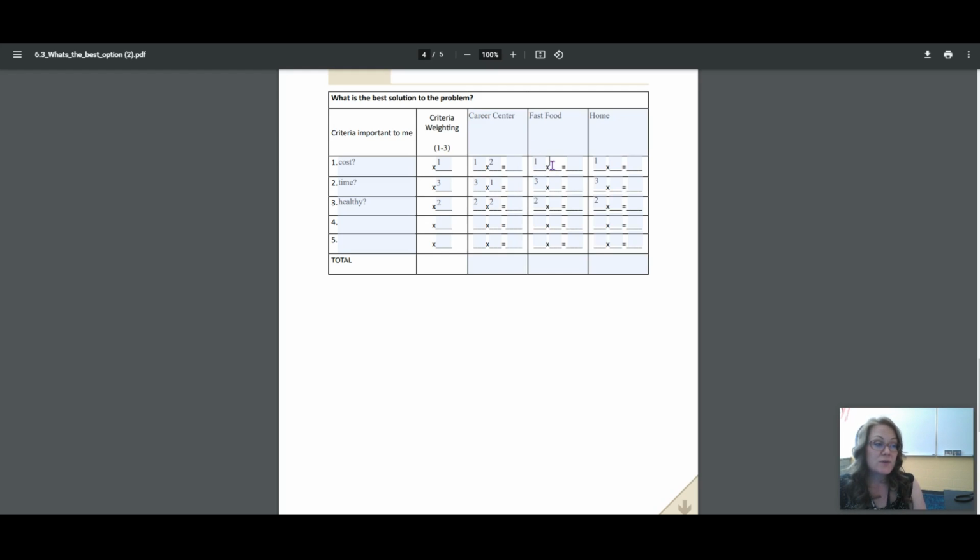Okay, for fast food now, in terms of the cost, I don't know about you, but lately, I think that fast food can be reasonable if you get things from the value menu. Otherwise, if you get a meal, it's getting pretty expensive. In terms of time, that depends as well. It's possible that I could use an app and get like curbside service or grab it through the drive-through. So I'm going to give that a 2. It's not the quickest, but it probably wouldn't be as long as the career center.